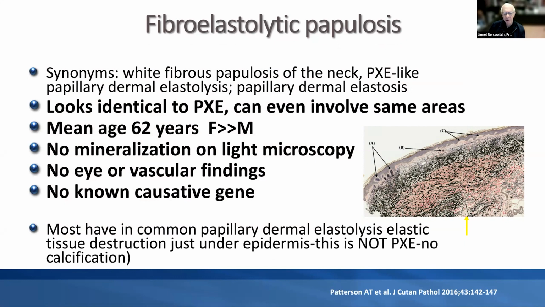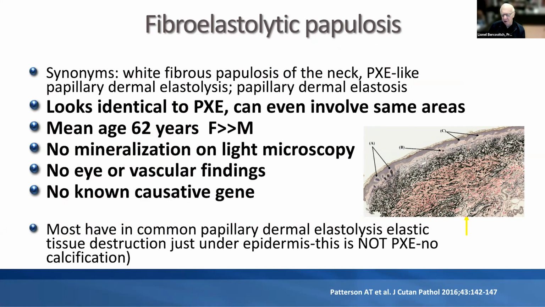It looks just like, as I said, it looks just like PXE. The mean age of these individuals is 62 years. And again, it affects far more females than males. But when you biopsy it, there's no mineralization on light microscopy. There's no mineralization on special stains. These patients have no eye or vascular findings. And if they do have vascular findings or claudication, it's completely coincidental.